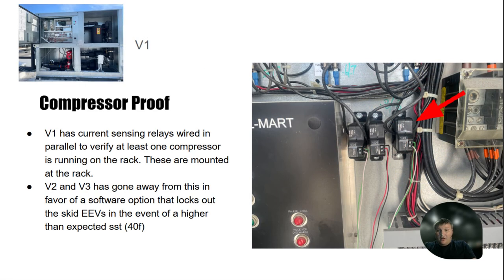So compressor proof, all versions have some form of this. Version 1 uses current sensing relays to close some contacts, as proof that the compressor is operational. Versions 2 and 3 have gone away from this in favor of software, and it locks out the EEVs in the event that suction pressure is above 40 degrees suction saturation pressure. What this is for is to prevent flooding of the rack in the event that all compressors are off.